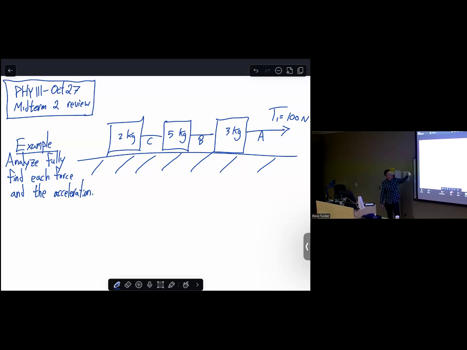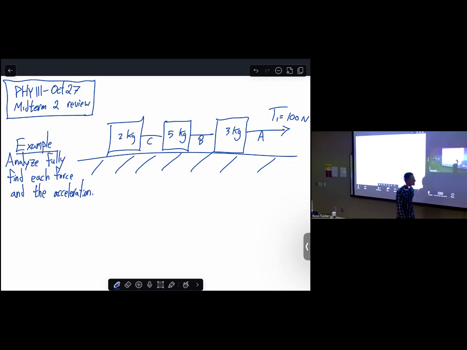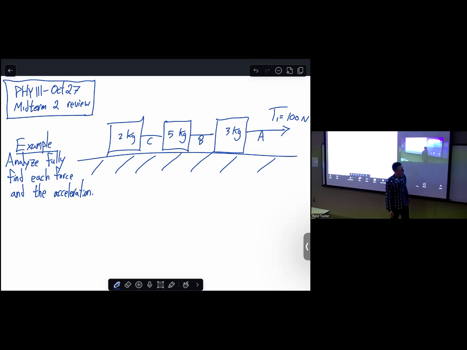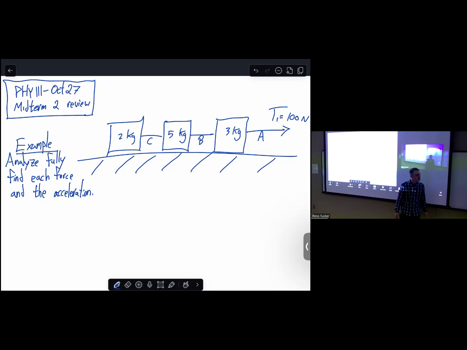So here we go. I drag a box which is dragging a box which is dragging a box. I pull with a tension on one rope. Let's call this rope A, this rope B, and this rope C. The masses of the boxes are, the first one is 3 in line, second one is 5 in line, and the tail of the caboose is 2 kilograms at the end. Your task is to find every force on every box and find the acceleration of the system.